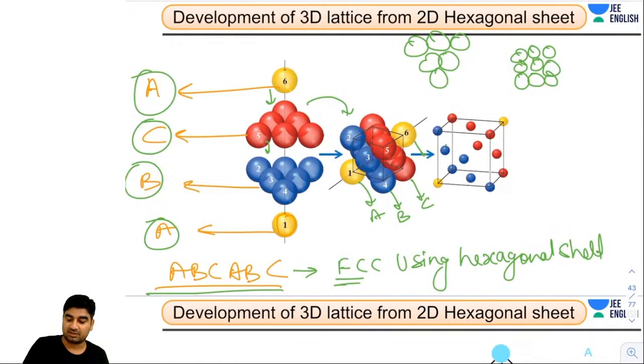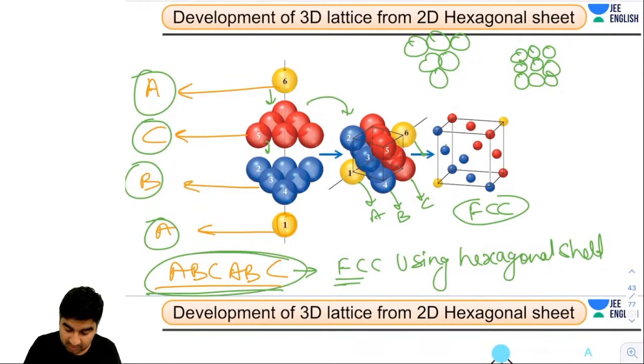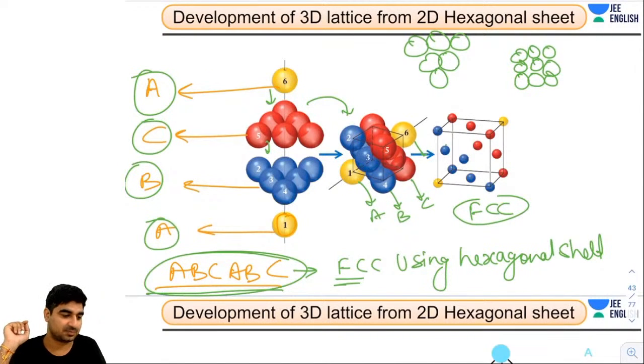We generally make it. So FCC, you should remember, FCC can be created using ABC ABC type layering, right, guys? FCC can be created, and there are two ways to create FCC. This problem was asked in IIT JEE.